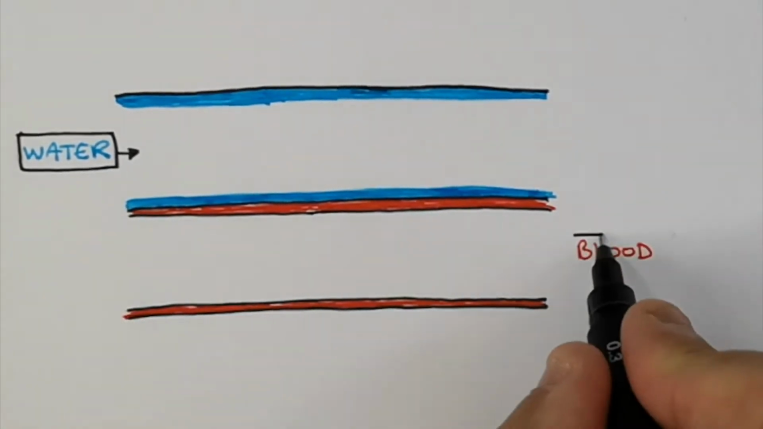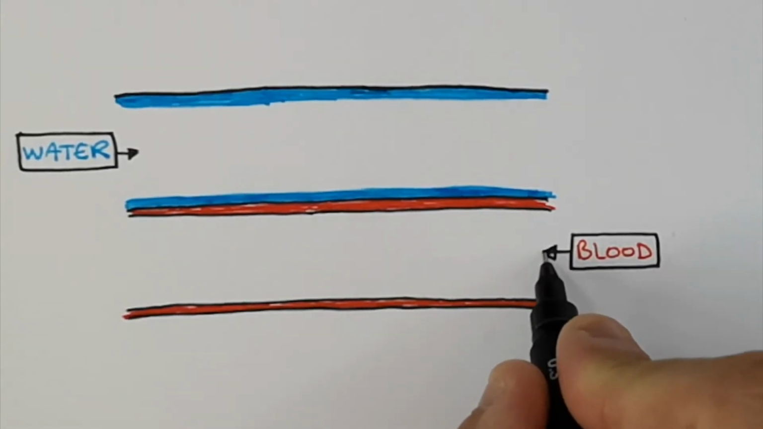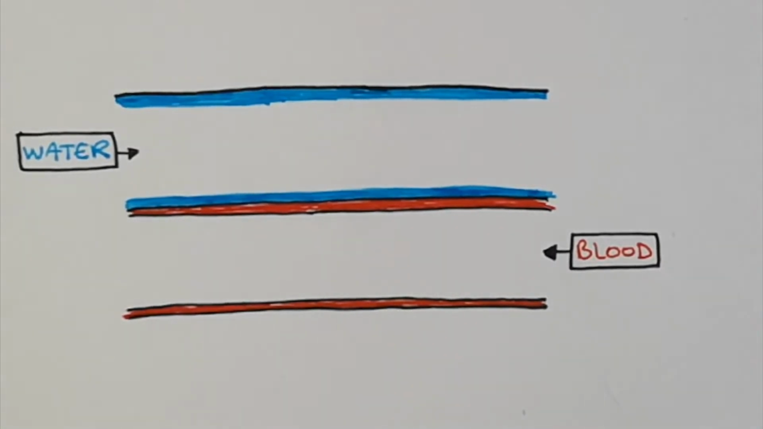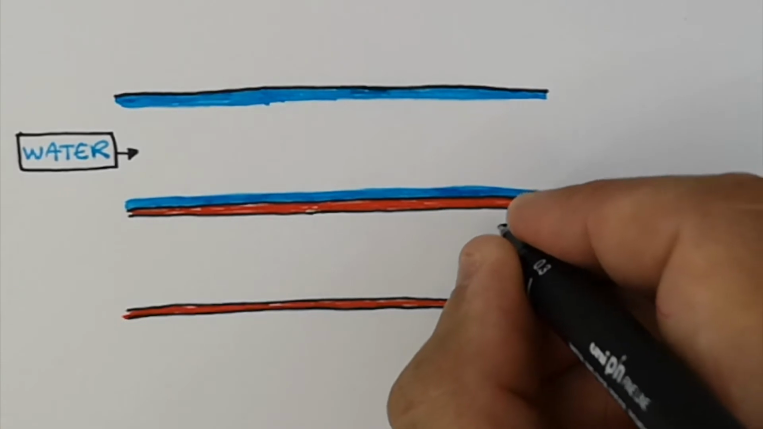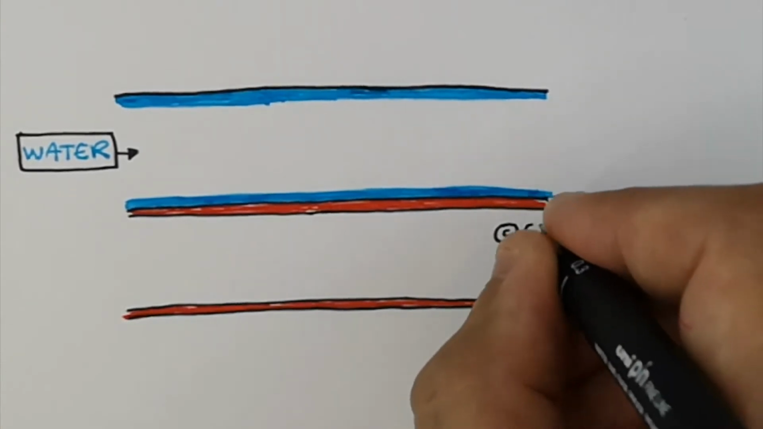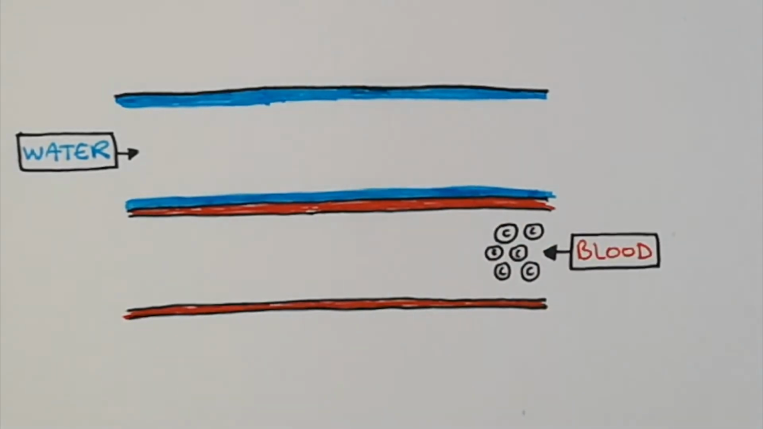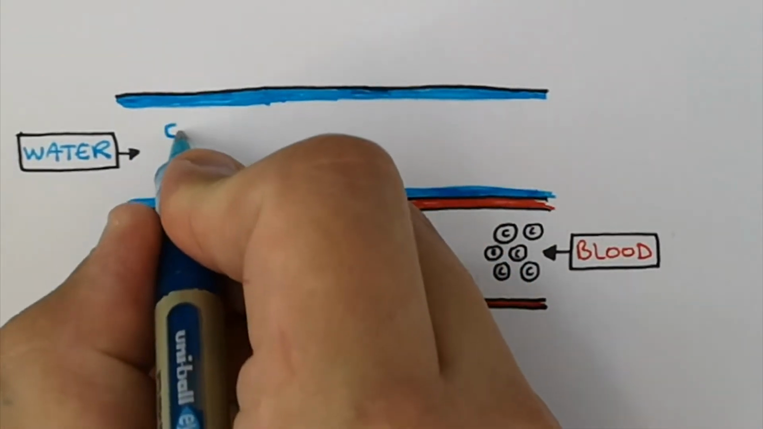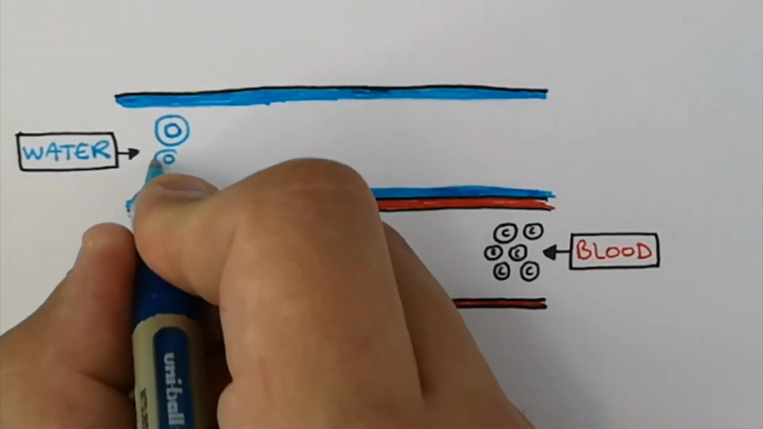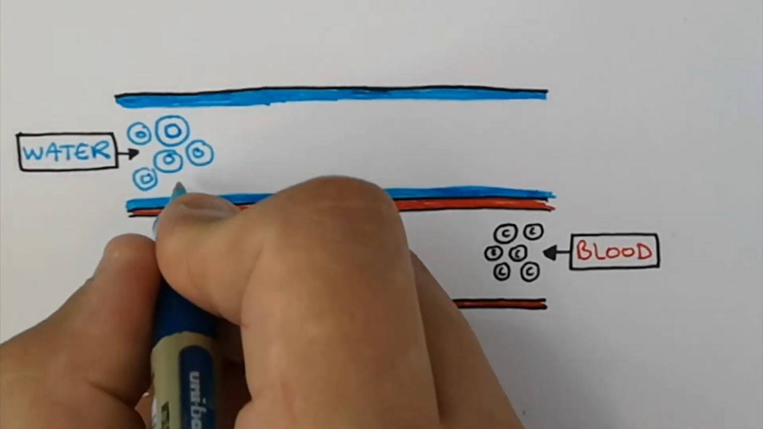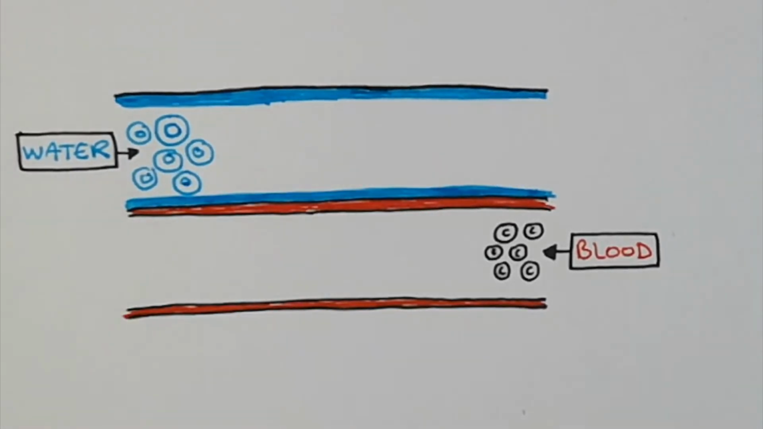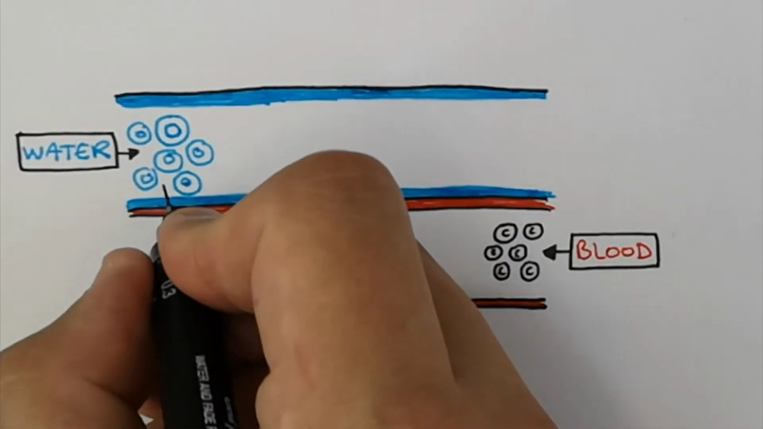And the blood flows in the opposite direction to the water. The blood that enters the gills is going to have a high concentration of carbon dioxide in it. That's what I'm representing here. And the water that's going to flow over the blood capillaries is going to have a high concentration of oxygen in it. Oxygen is going to diffuse from the water into the blood capillaries from a high to low concentration.